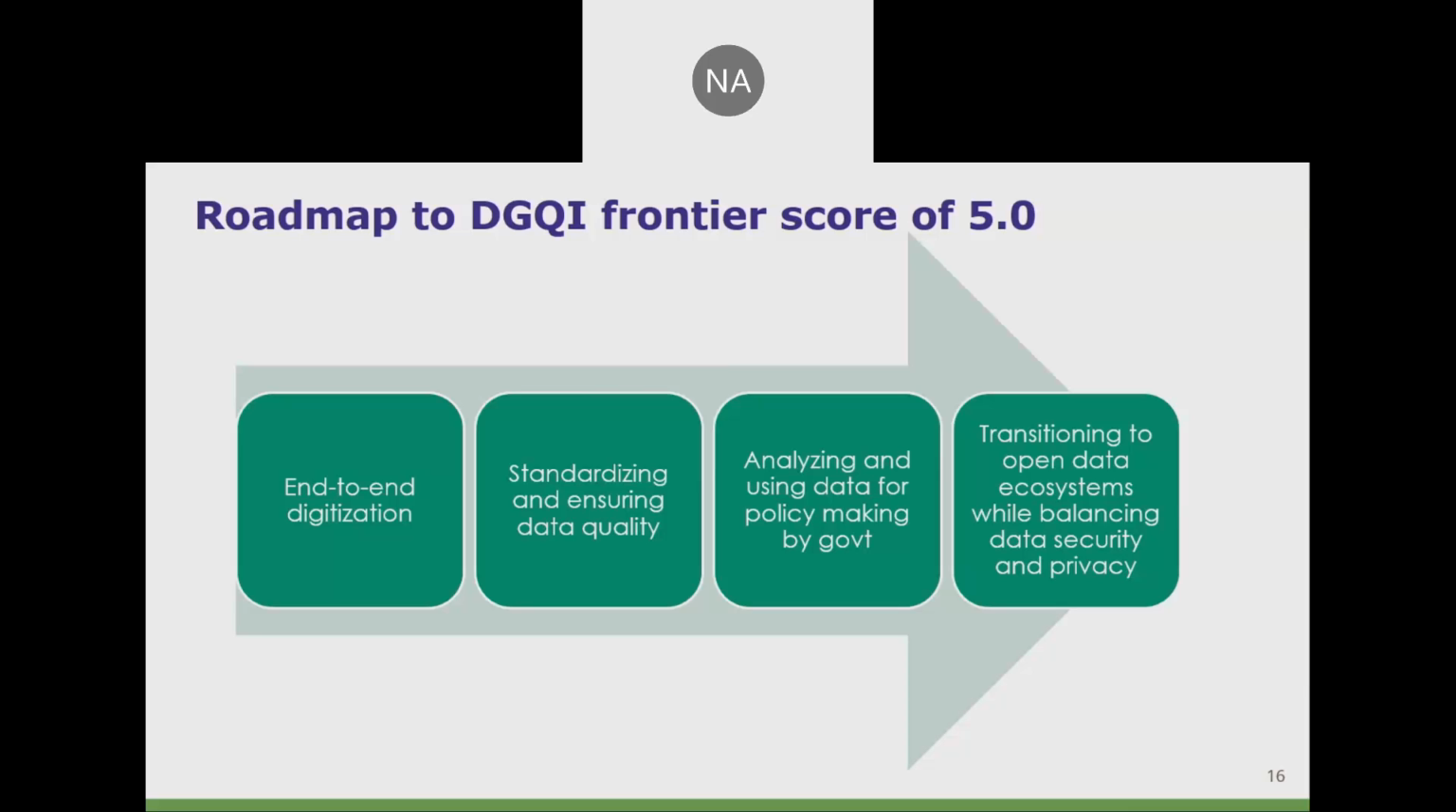And lastly, once the synergistic data use is already happening, the basics of open data, data security, and data privacy norms also have to be adhered to in the process. So with these milestones, any department can then be given the target of reaching the frontier 5 out of 5 score.